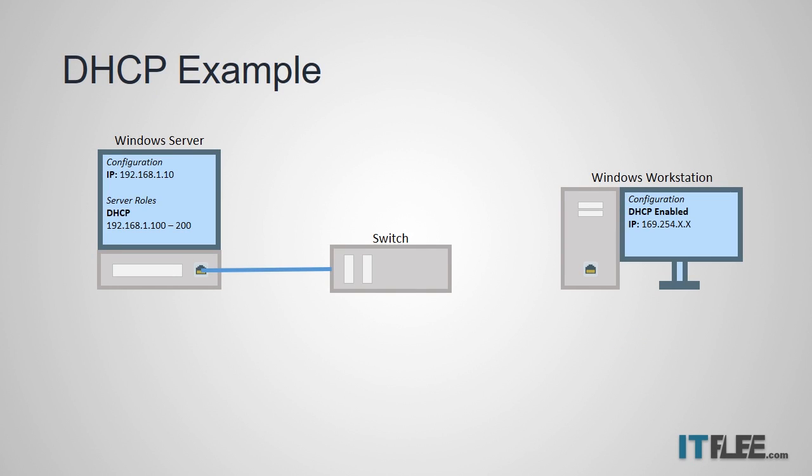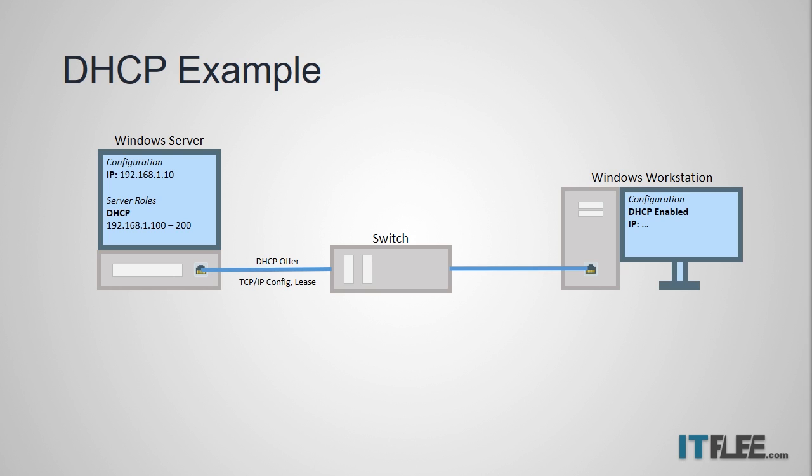In this example, we are only showing two computers and a switch. Right now, the Windows workstation is not plugged into the switch. Since it cannot find a DHCP server, it has assigned itself a private IP address. Once we plug the network cable into the switch, the client computer begins broadcasting a DHCP discover request. The request is sent to the entire network in hopes that the message will reach a DHCP server.